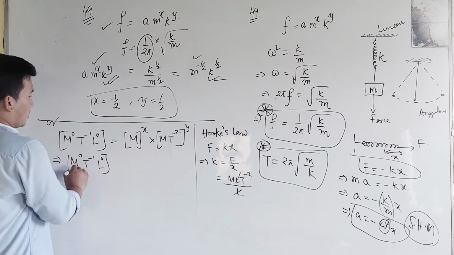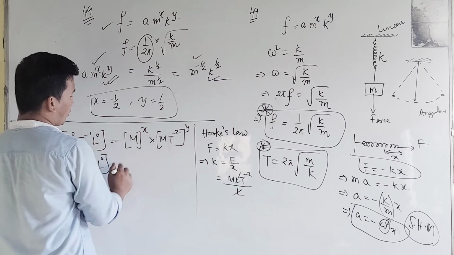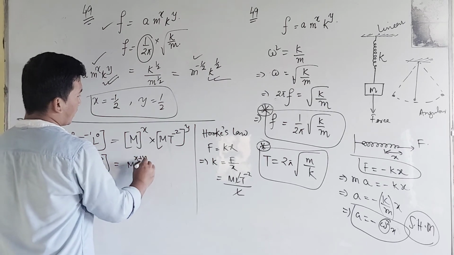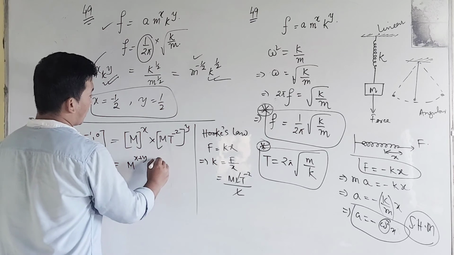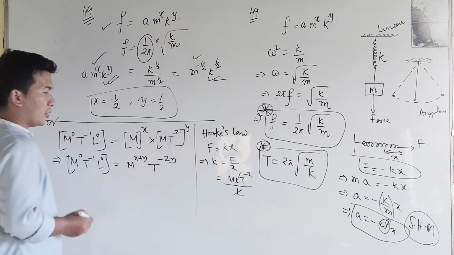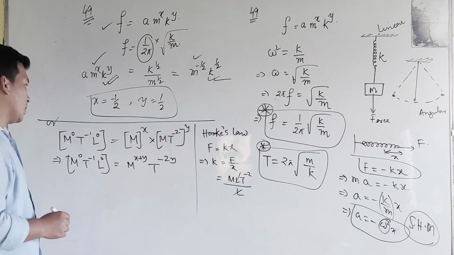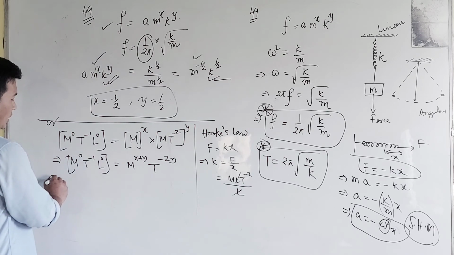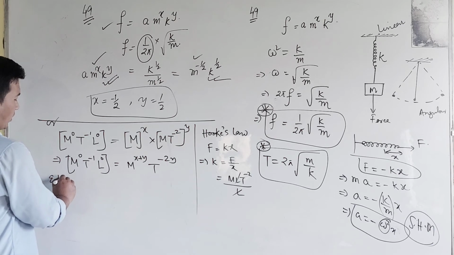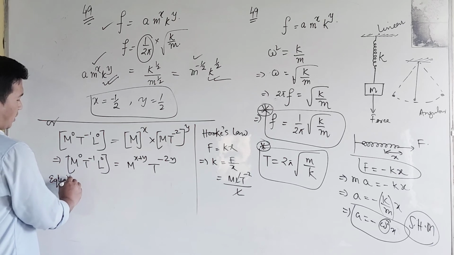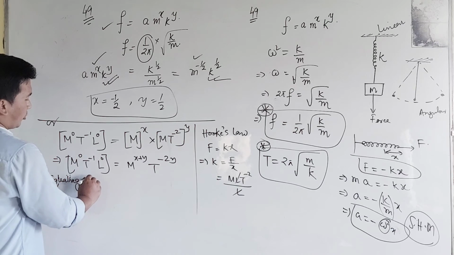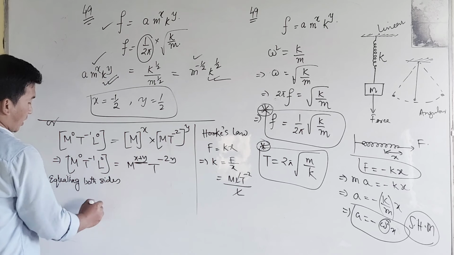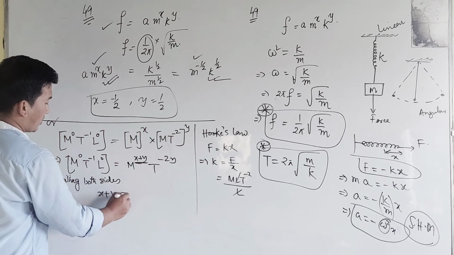Here this is power x, this is power y, so can we write the power of M is x plus y, and T is raised to power minus 2y. Then equating both sides, for M the power is x plus y. X plus y must be equal to 0.